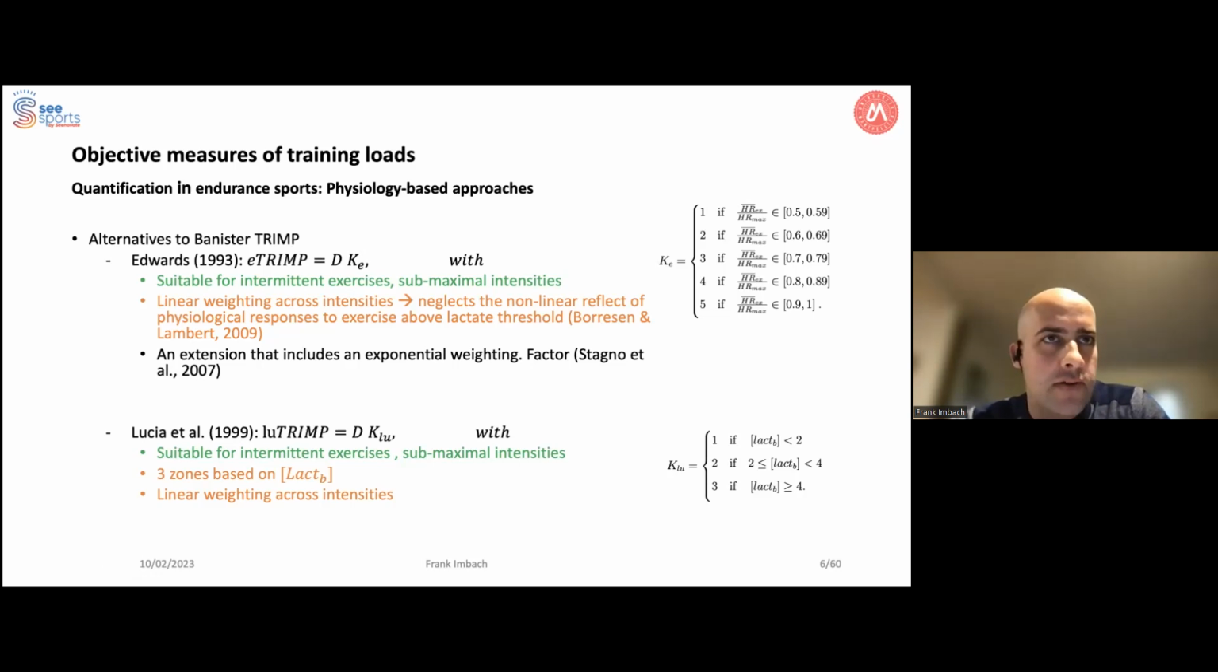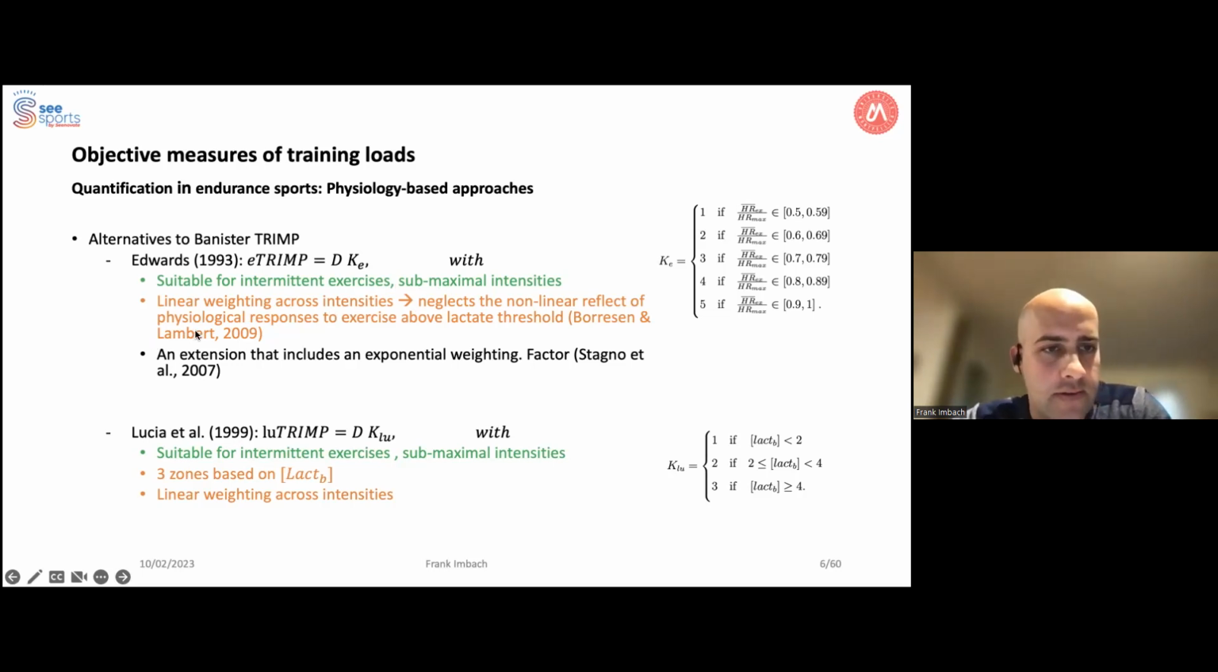The negative point, if I could say negative, is the model has a linear weighting across intensities, so it neglects the nonlinear effects of physiological responses to exercise above lactate thresholds. And we have also an extension I don't mention here, which includes an exponential weighting factor. So just see Stagno et al., but I don't detail it here.